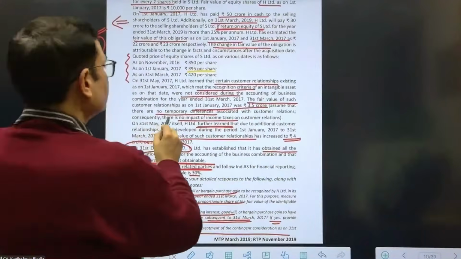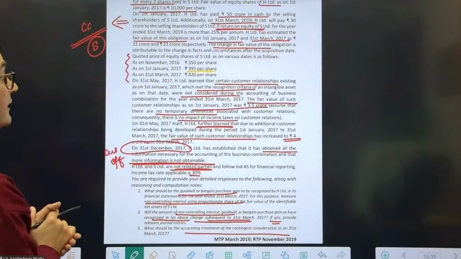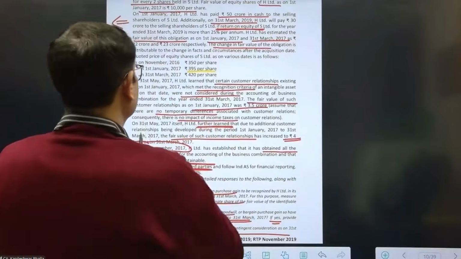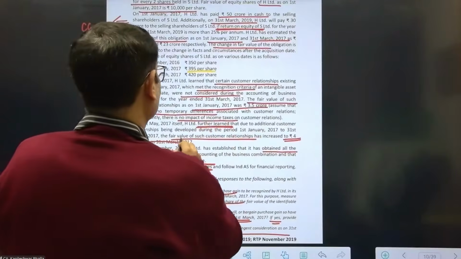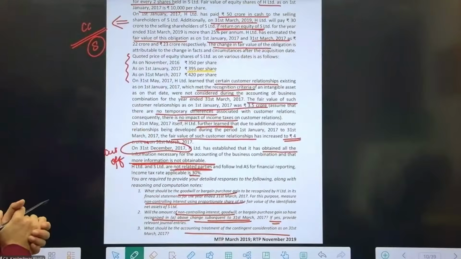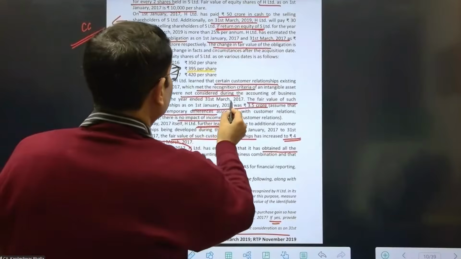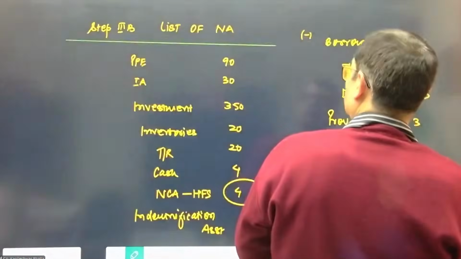And then it says there is no impact of income taxes on account of this item. It also tells you that we learned of some further changes. The fair value of such customer relationships increased to 4 crores on 31st March 17. But we are going to consider the values on the date of acquisition. So we'll consider 3.5 crores, which is the value as on the date of acquisition. So let's go to point number 2.